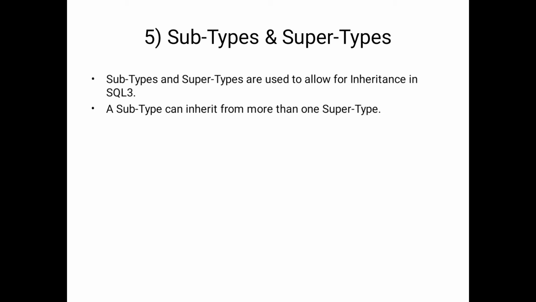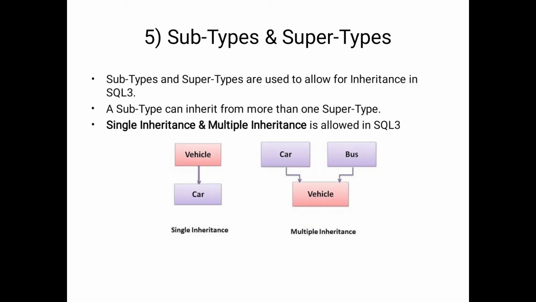In our example, the subtype is child. The child can inherit the information from more than one supertype. That means either mother or father is also accepted. In SQL3, single inheritance and multiple inheritance are allowed. What is the difference between single inheritance and multiple inheritance? Here please observe the difference.